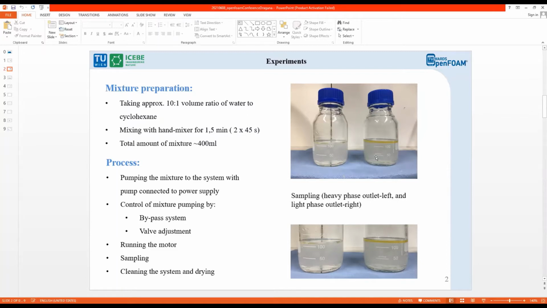The process was pumping the mixture into the system with a pump connected to a power supply. Control of mixture pumping was achieved with a bypass system and valve adjustment. The system was run with the motor and sampling was done. After the experiments were done, the system was cleaned and dried.